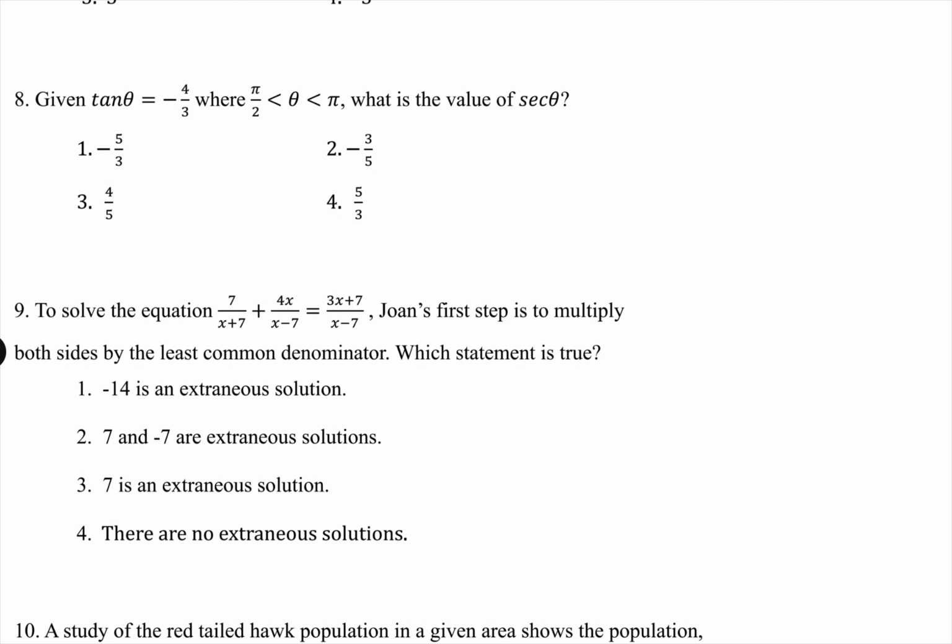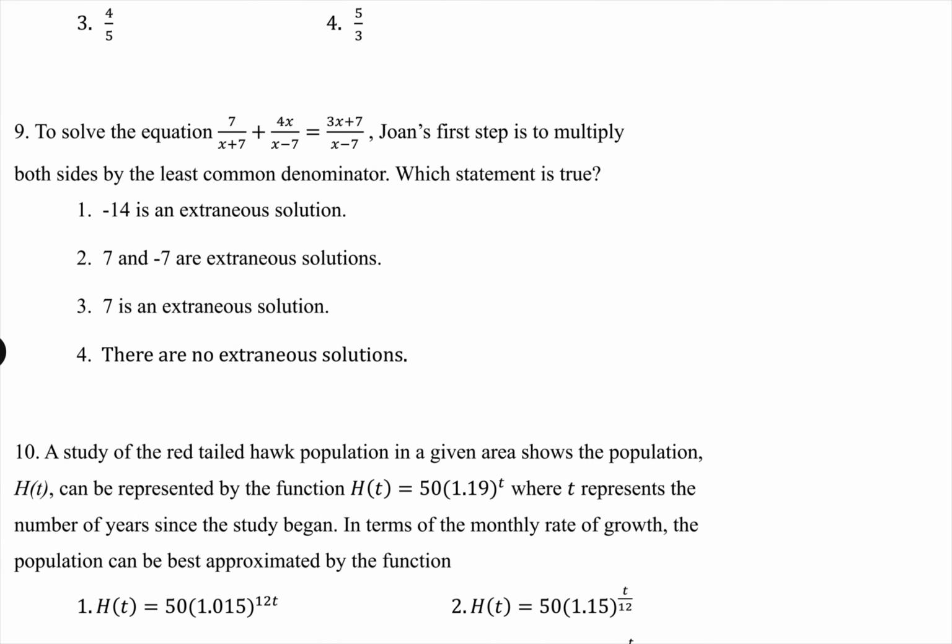And 2 more left. Number 9, right? It's actually giving you the first step here, which is to solve the equation. They want you to multiply both sides by the least common denominator. So I look at my 2 denominators. I got an x plus 7, an x minus 7, and another x minus 7.